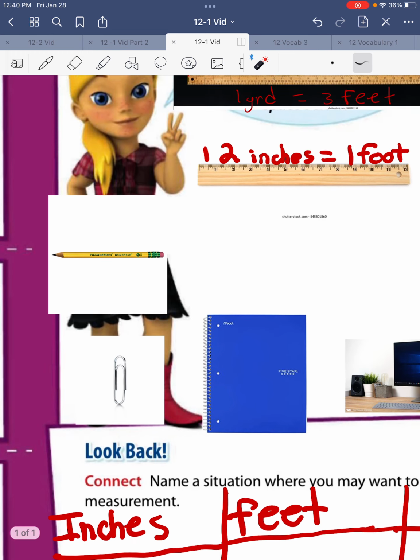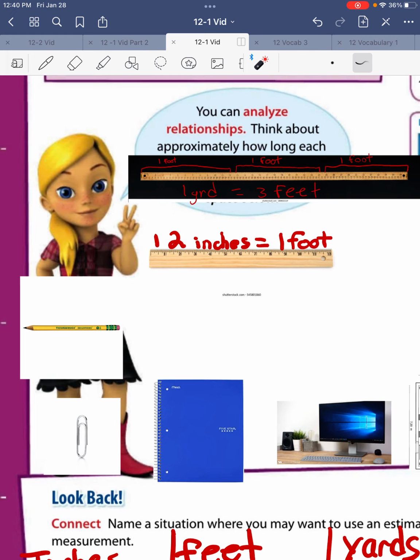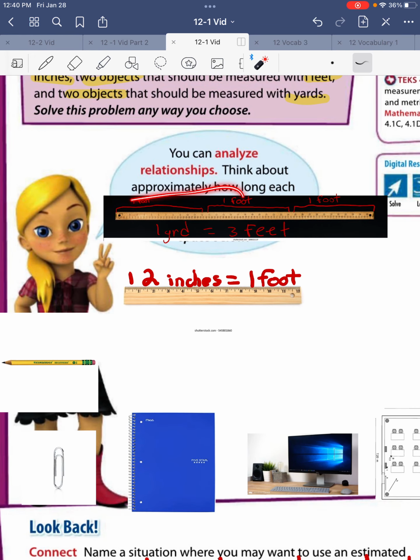Okay, so if I know that a paper clip is very small and it's the size of my finger, I know for a fact I would not use a yardstick. That would be too big. Okay, I would use inches. Because even though this ruler is bigger than my paper clip, it's the smallest ruler. I would use it to measure my paper clip. So I would use inches.